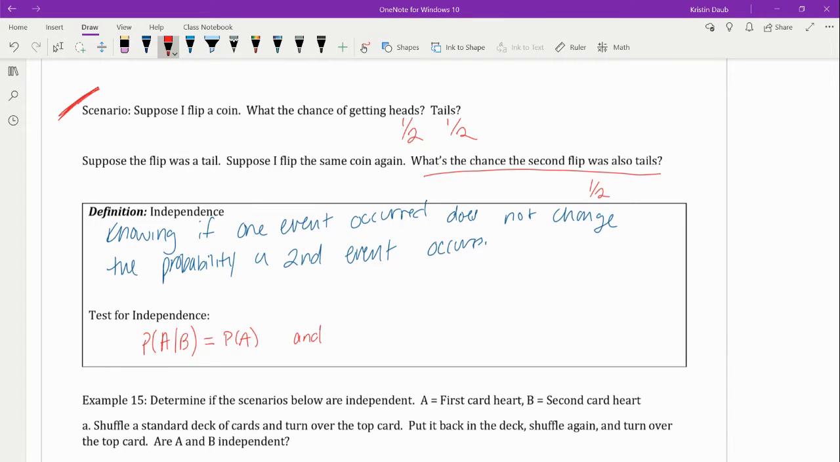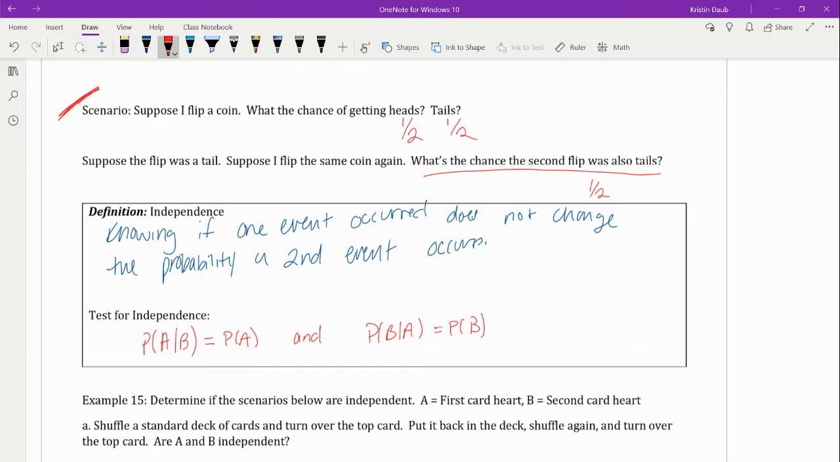Now, the other thing that has to be true is the opposite. I want to figure out the probability of B given A. B should not be affected by the chance that A has occurred. So the probability of B given A should be the same as the probability of B. We're going to look at two examples down here to check for independence.